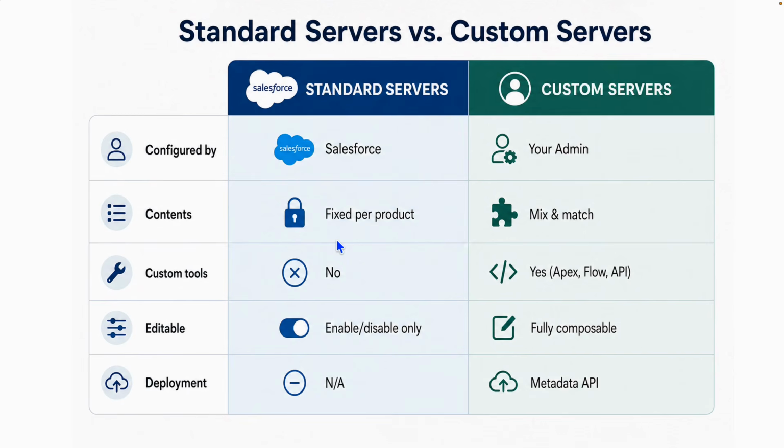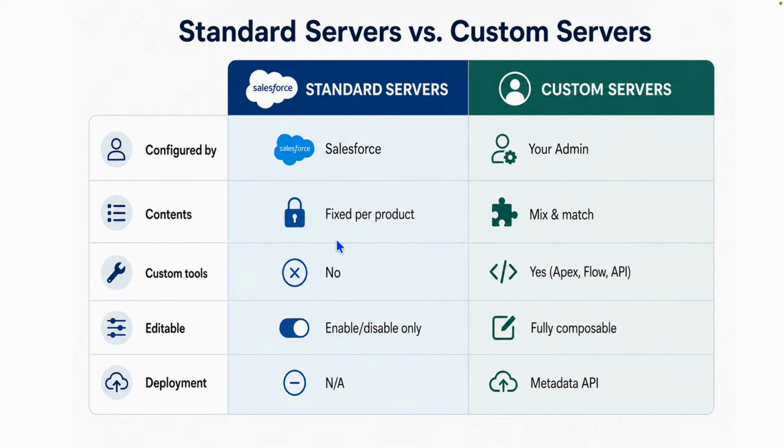A quick difference between the standard servers and the custom MCP servers: standard MCP servers are typically configured by Salesforce, but the custom MCP server is something which has been configured by the admin from the setup menu. The standard servers are kind of fixed. However, in the case of the custom MCP server, they are mix and match based on the persona to whom you want to provide that custom MCP server. You cannot add any custom tools in the standard MCP server, but in the case of the custom server, you can add your own custom tools like Apex, flows, APIs as well.